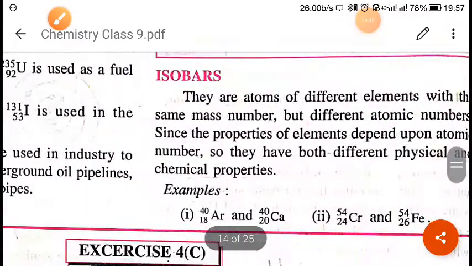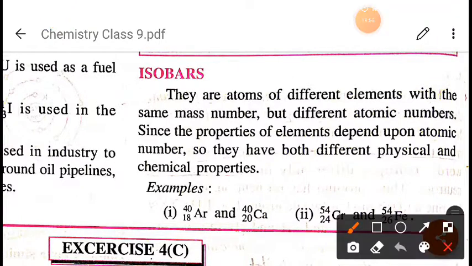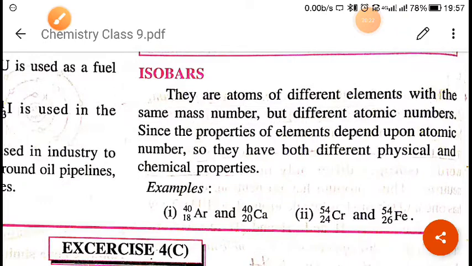Okay, now next is isobar. So what is an isobar? I will explain in a very simple way. They are atoms of different elements with the same mass number but different atomic numbers. So atoms of different elements having the same mass number but different atomic numbers are called isobars. As you can see, two examples are given here.